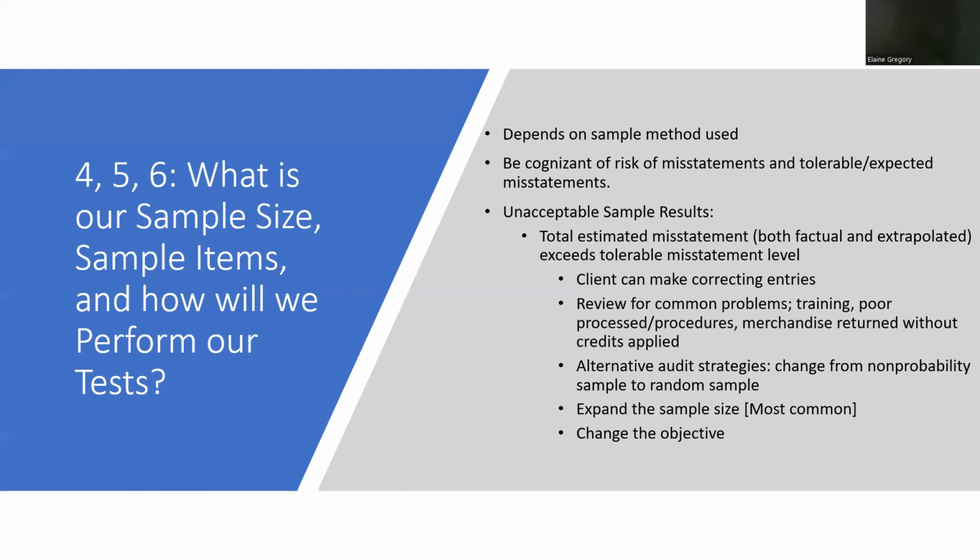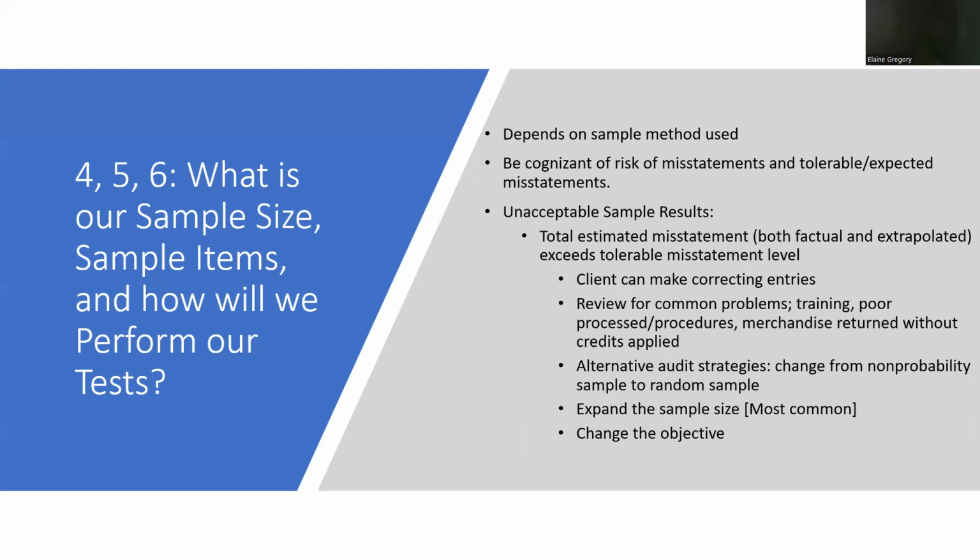You could also, before you communicate with management, you might want to step back and say, if you did non-probability sampling, you might want to switch it to probability sampling, that random sampling, and perform the test again. That way, if it comes out again that it's exceeded the tolerable misstatement, then you definitely know you've tried both ways of performing the test and they came out with the same results.